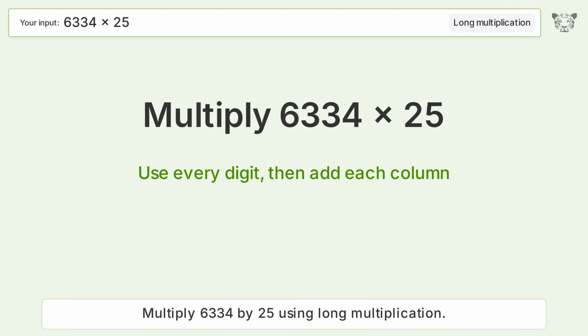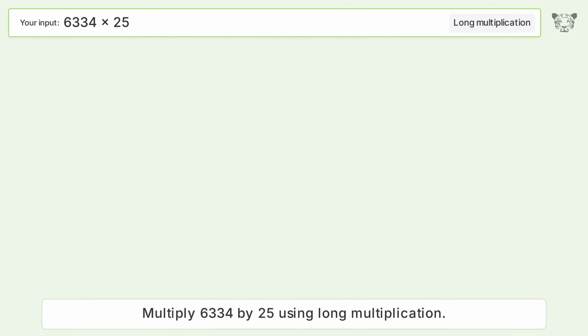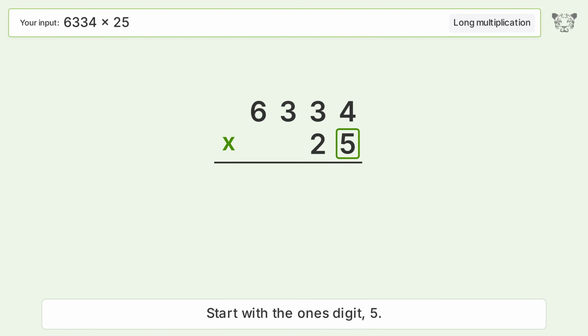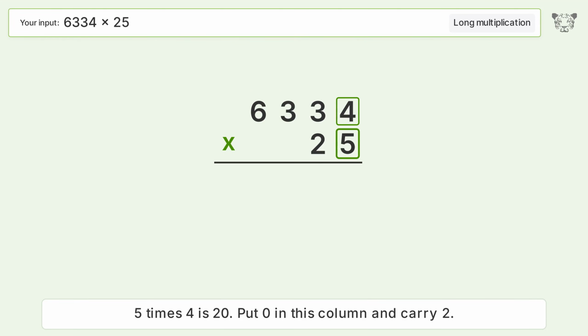Multiply 6,334 by 25 using long multiplication. Start with the ones digit, 5. 5 times 4 is 20. Put 0 in this column and carry 2.